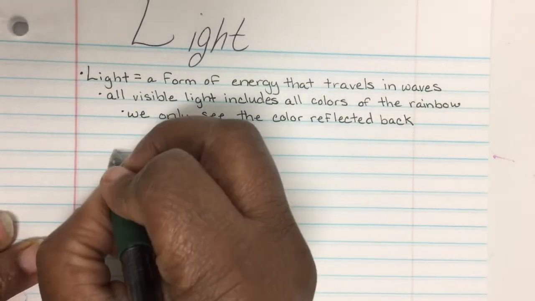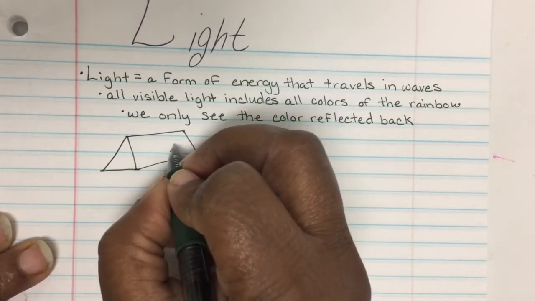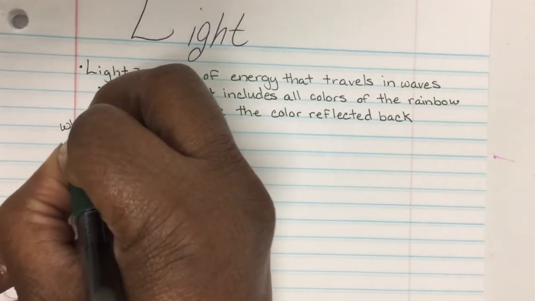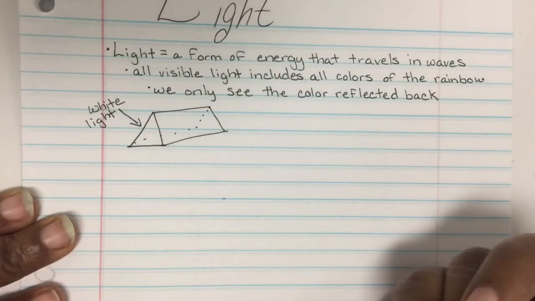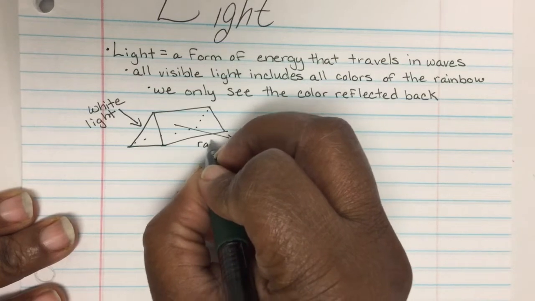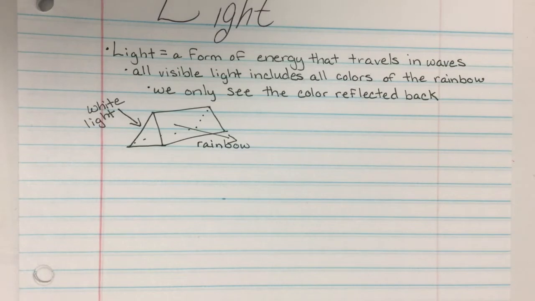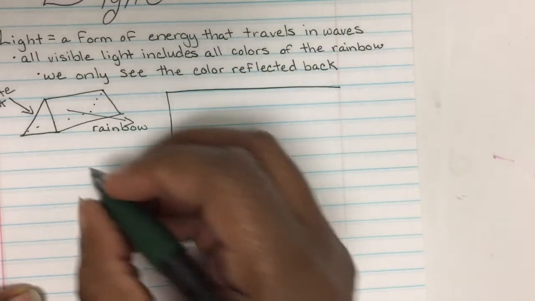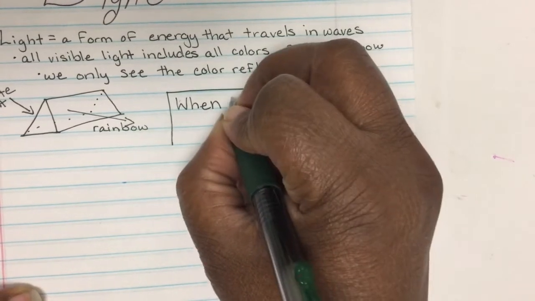But if you have a prism, if we have white light coming in, when it comes out of the prism, you'll see a rainbow. And I'll show you what I'm talking about later on. Draw a quick little chart. We're going to talk about what happens when light hits an object.